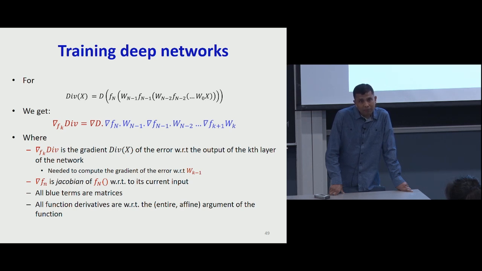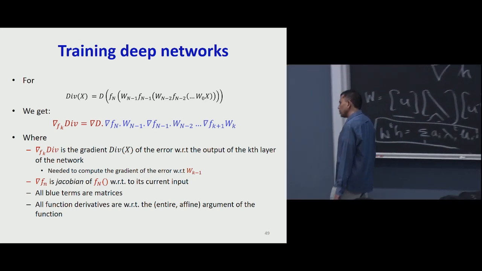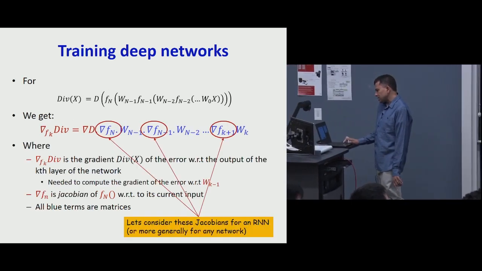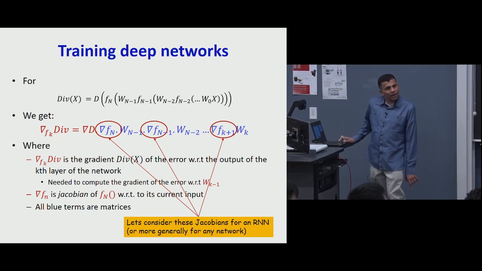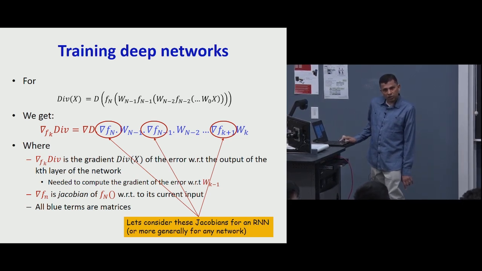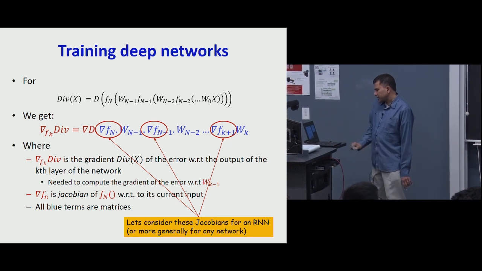Jacobians are matrices, right? So every term except the first term is a matrix. The derivatives of the f's are Jacobians, and the weights, of course, are matrices. So every term over here is a matrix. So in order to understand how this behaves, we just have to take a little look at the matrix algebra itself. Consider these f of n's. Every one of these is a Jacobian. And what do these Jacobians look like?